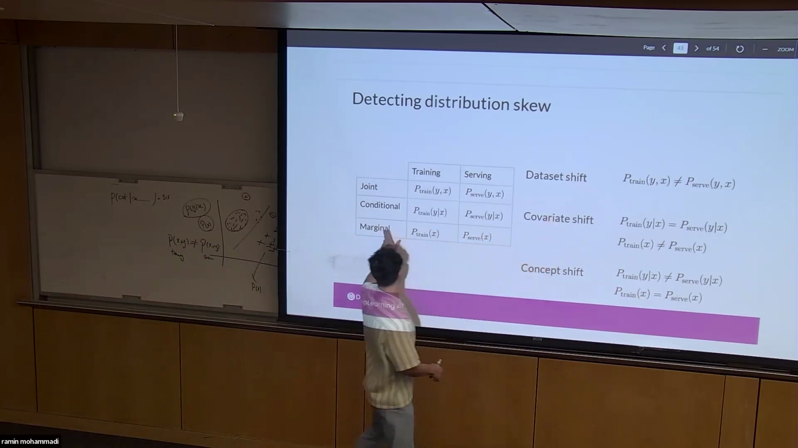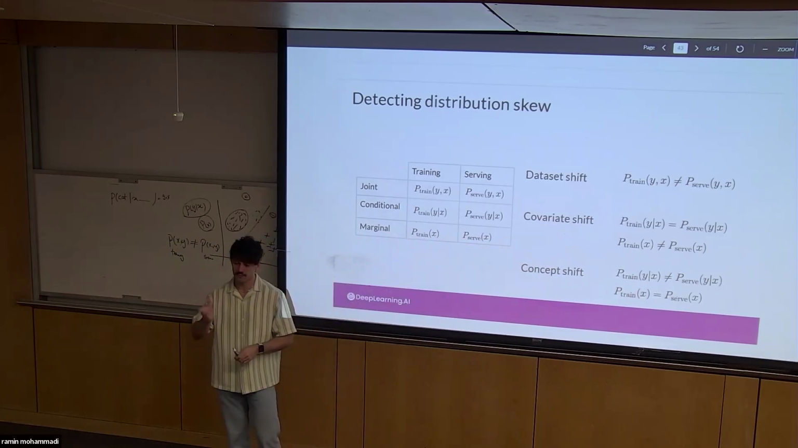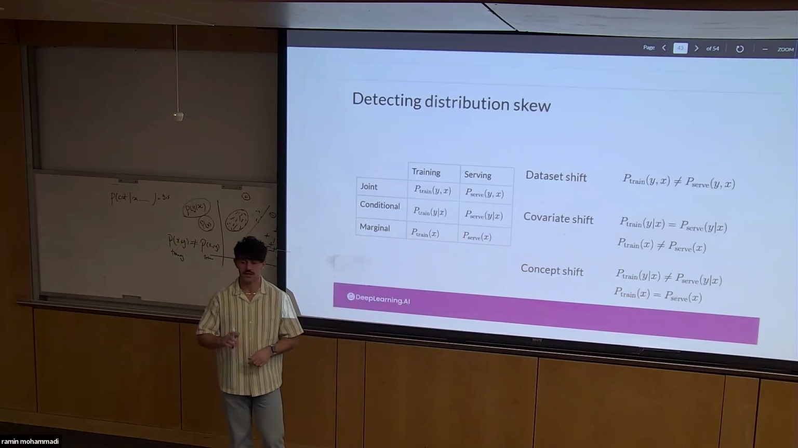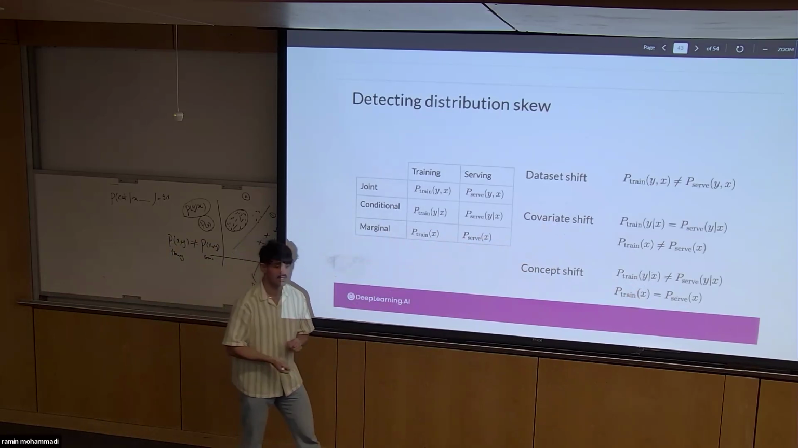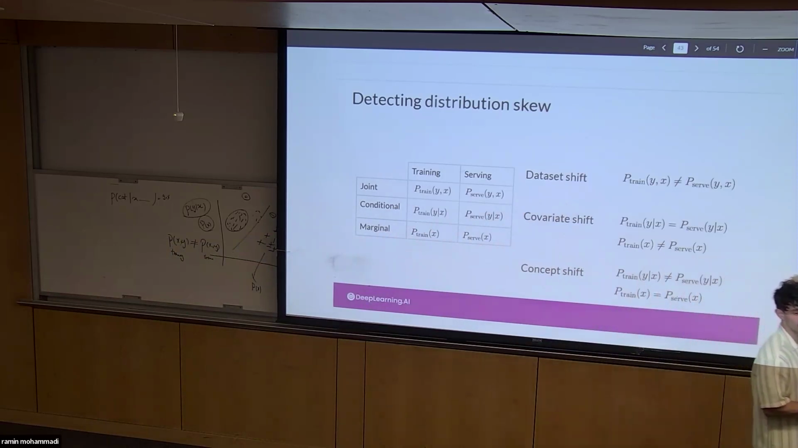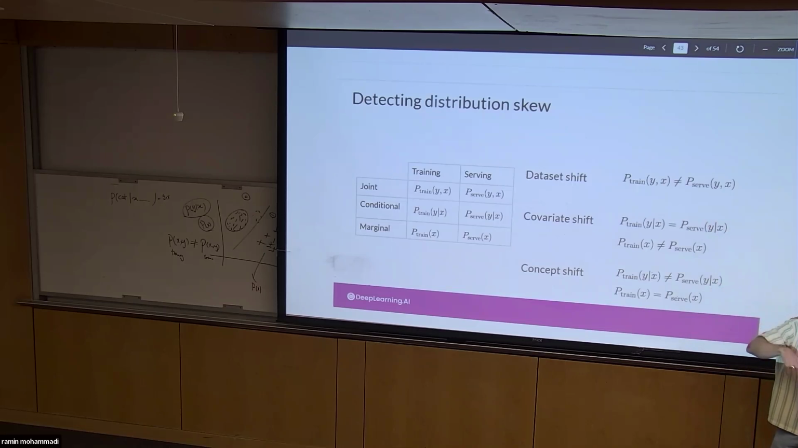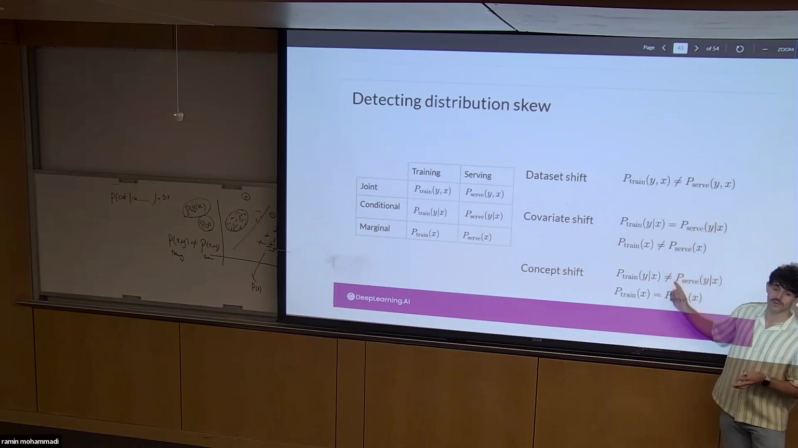Covariate shift will focus on the marginal of your training features versus the marginal of your serving or testing features. And dataset shift will focus on the joint distribution of training versus serving. So we will see that as part of the labs, and you need to do this as part of the product that you build. When you do your data pre-processing, you're building the data pipeline for your training data, and you need to keep track of this.